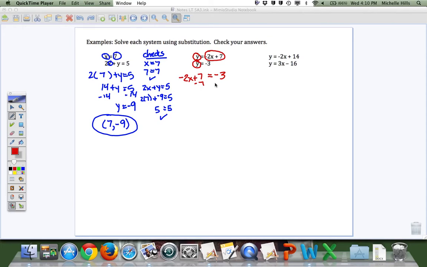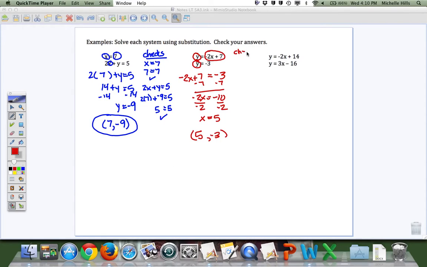I would subtract 7 from both sides because I'm going to solve this equation. So negative 2x equals negative 10. And then to solve for x, I would divide both sides by negative 2. So x equals 5. So I know my point of intersection, my solution, the x value is 5. And in this case, they told me the y value is negative 3. So I think my point is the point 5, negative 3.